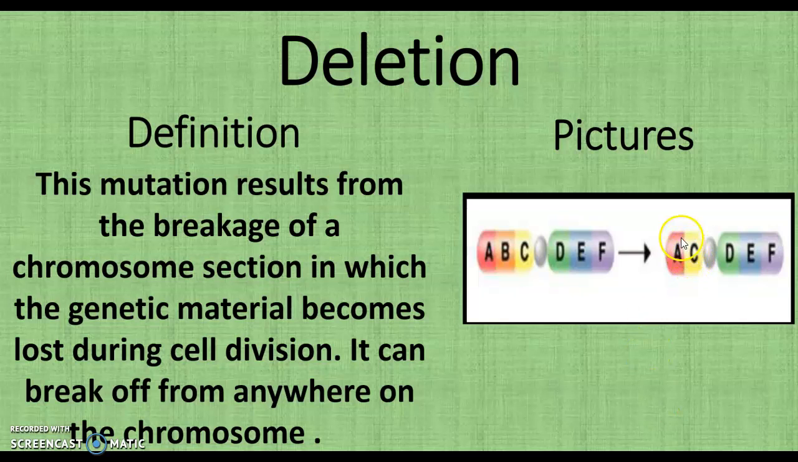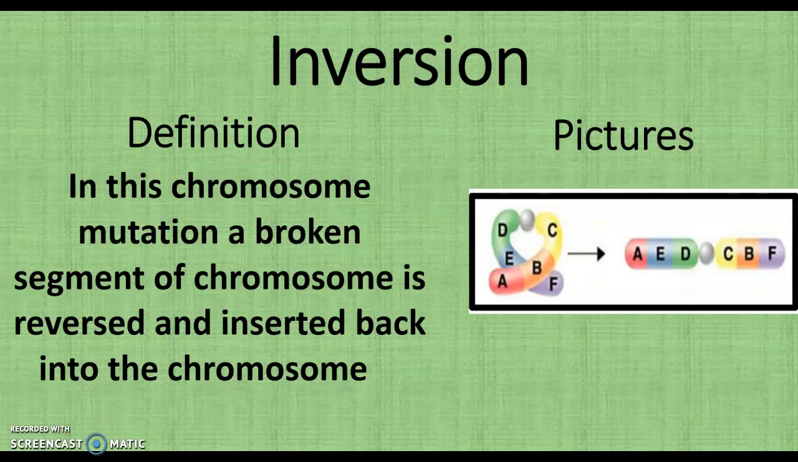Deletion, where part of this is broken off. Maybe this is something that happens during crossing over, and a portion of this just gets lost because it doesn't make contact with its homologous chromosome pair. Inversion, so we see a little bit of a flipping. Again, maybe during crossing over, this piece is broken off and it reattaches upside down.